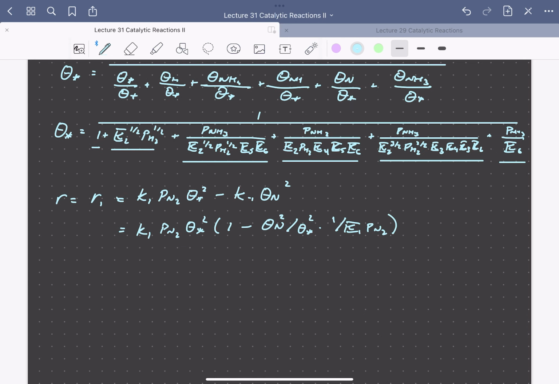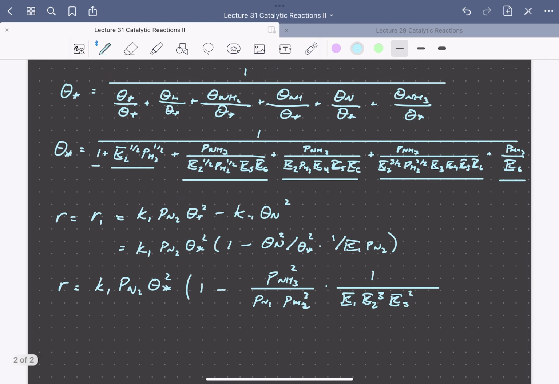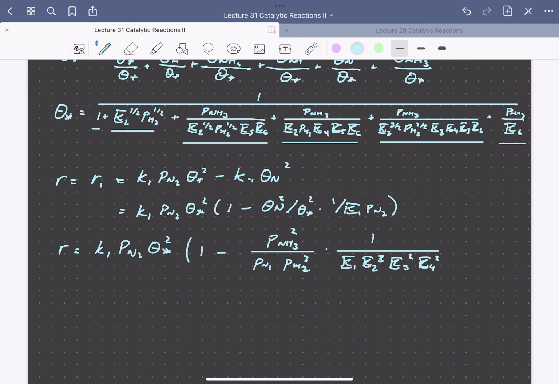So we can write out a final rate expression that the rate is equal to K1 times the pressure of nitrogen times the vacant site coverage squared times 1 minus the pressure of ammonia squared, so that's our product, divided by the pressure of nitrogen times the pressure of hydrogen cubed times 1 over the series of equilibrium constants, K1, K2 cubed, K3 squared, K4 squared, K5 squared, times K6 squared. So all of this was obtained by plugging in our expression for the coverage of adsorbed nitrogen atoms divided by the vacant site coverage. And so this is our final rate expression.